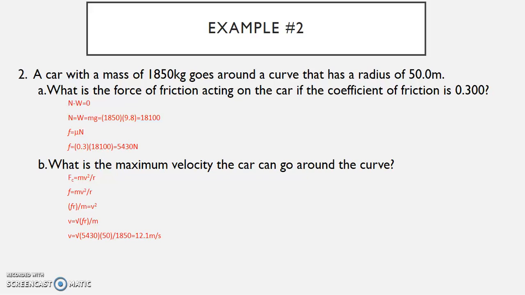So if we look at the formula, we have the centrifugal force equals mass times velocity squared divided by radius. We have the friction force now, and since we've solved it from the previous problem, we're going to plug in what we know from part A, which is 5,430 newtons. Multiply that by the radius of the circle, which is 50, and divide that all by the mass, which is 1,850. And if you plug that into the calculator, you should get 12.1 meters per second.